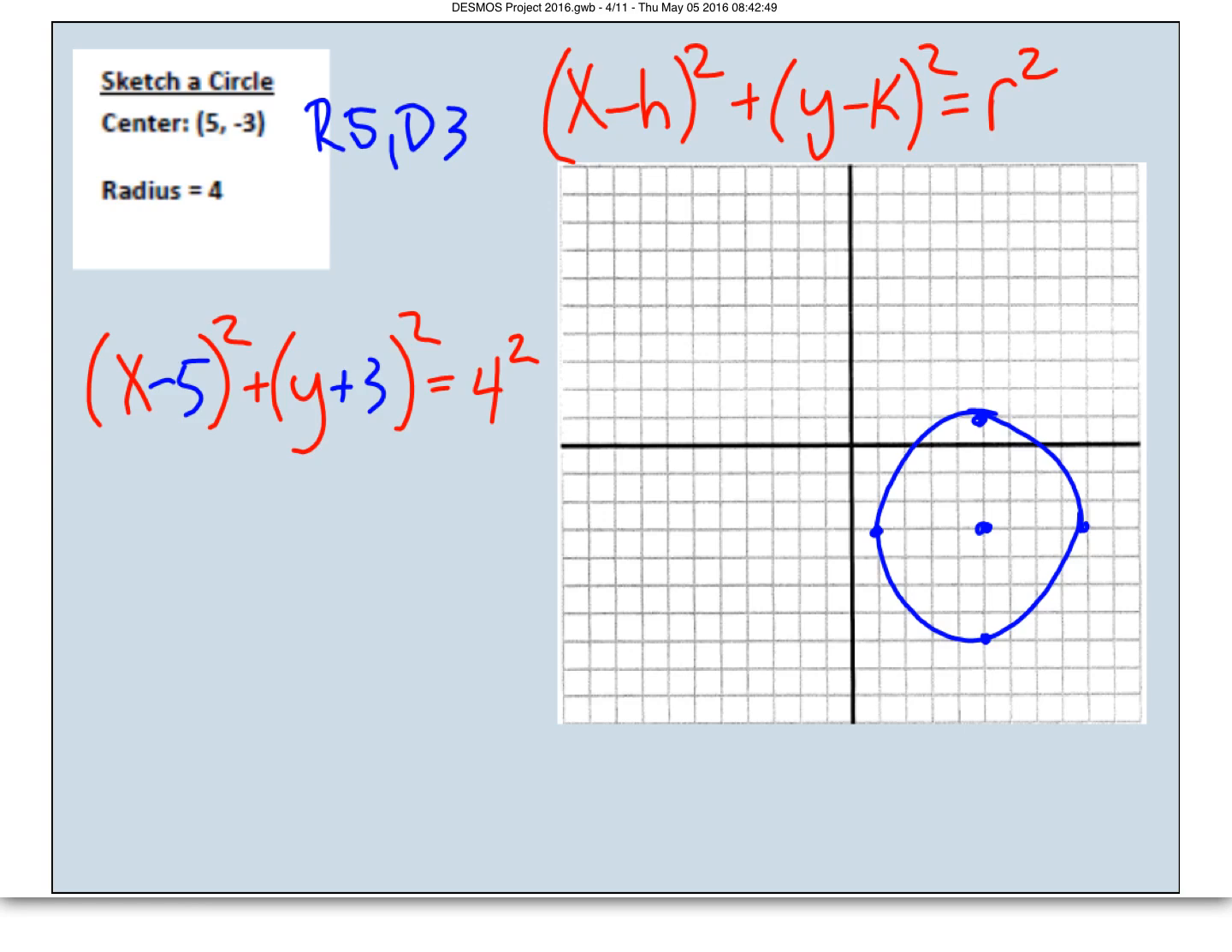Now, a lot of people like to use circles in their drawings. This is the standard format for a circle.